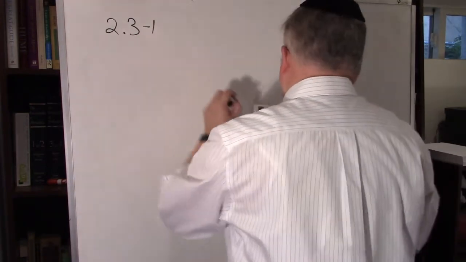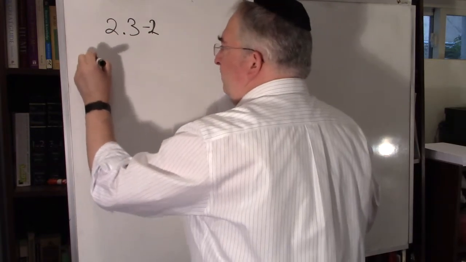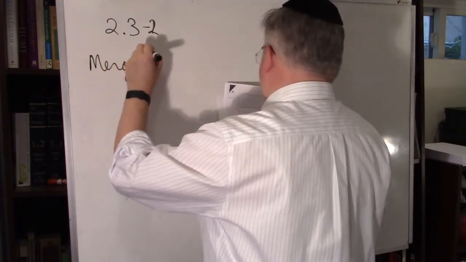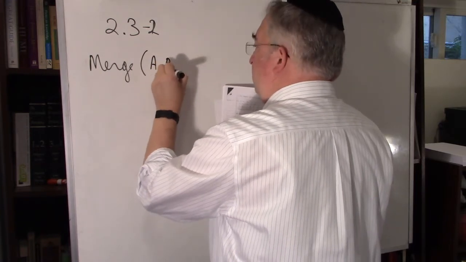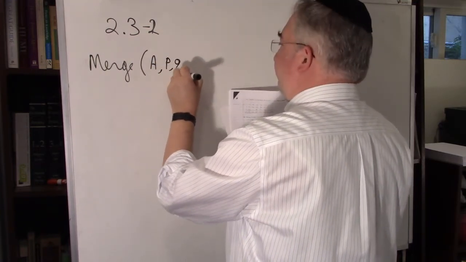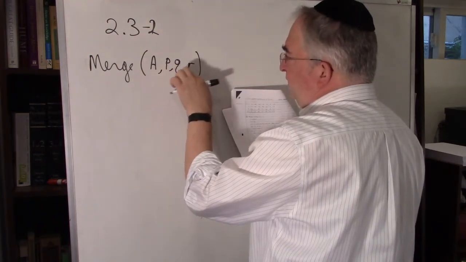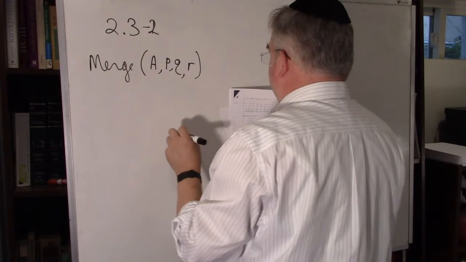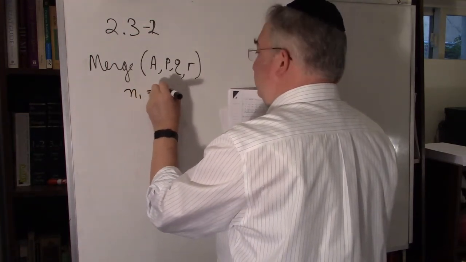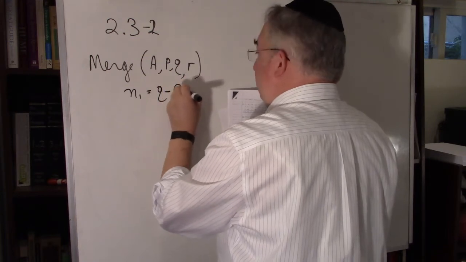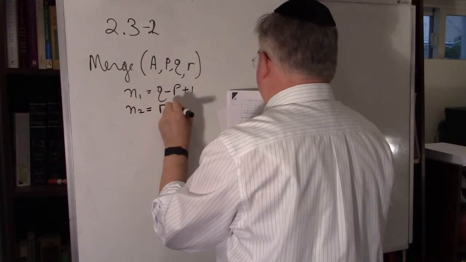So this is 30.2. Okay, so let's do it. Ready? Merge(A, P, Q, R). Okay, so this is the beginning of the array, this is the end of the array, this is the middle of the array. And basically you have N1 equals Q minus P plus 1, N2 is equal to R minus Q.